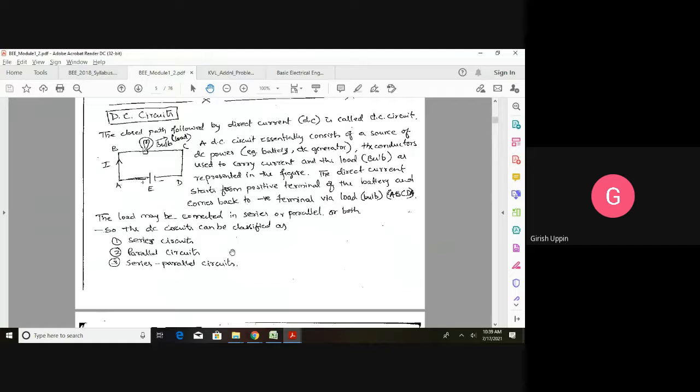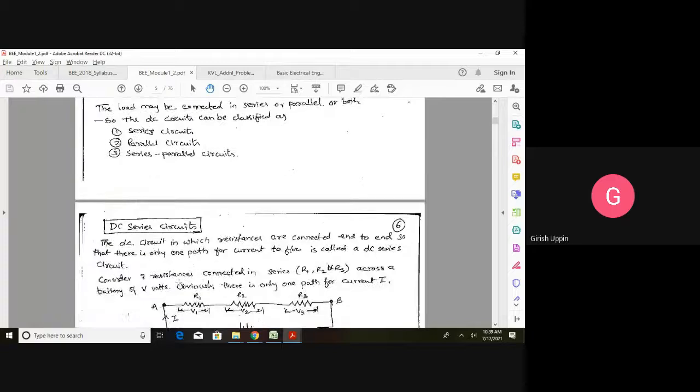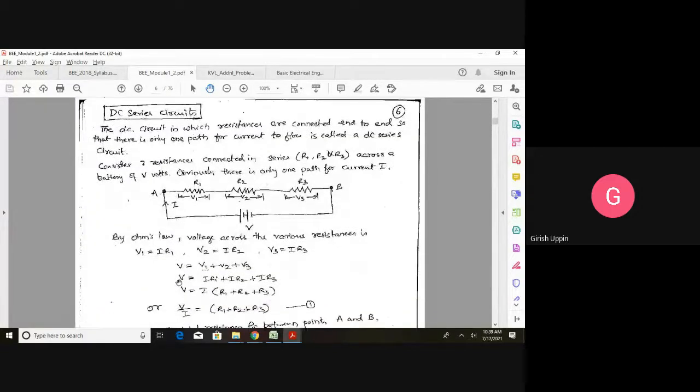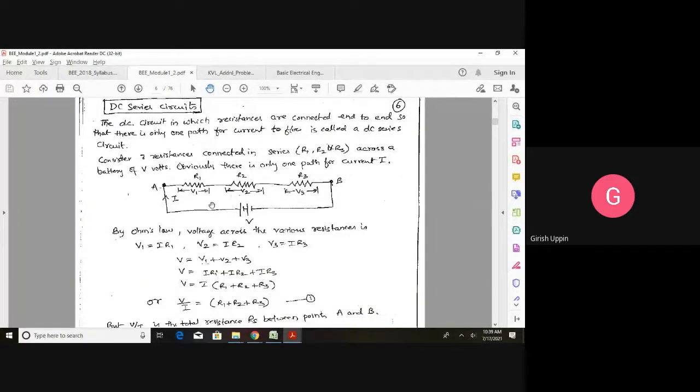Okay, so that is how the current will flow, and these loads can be connected in three fashions: either as a series, or a parallel, or a series-parallel combination, whichever way we want. So if we connect the resistors in series, if we connect the resistors end to end, we call that a series circuit. The DC circuit in which resistances are connected end to end so that there is only one path for the current to flow is called a DC series circuit.